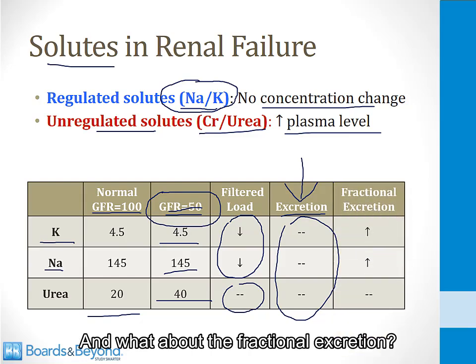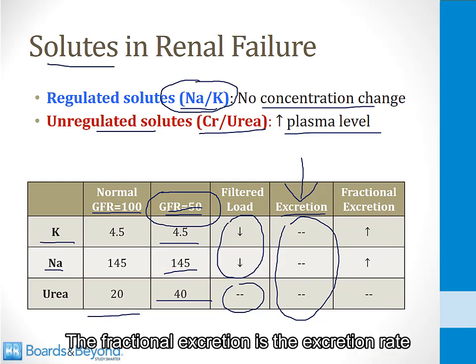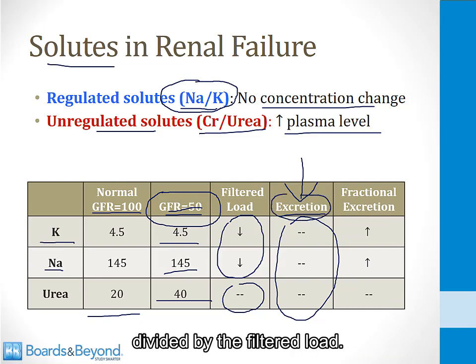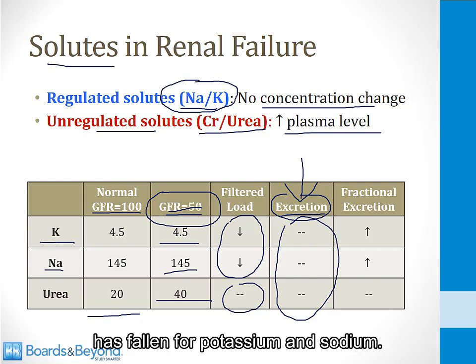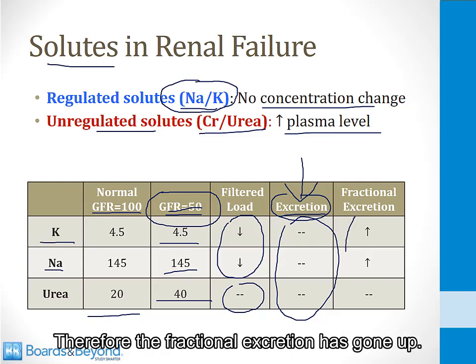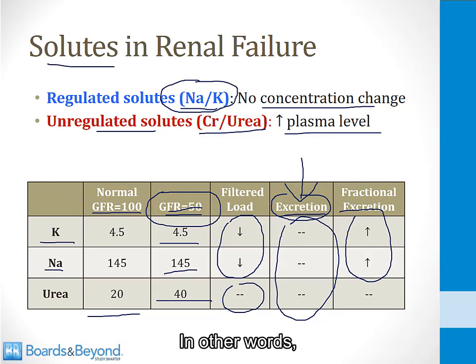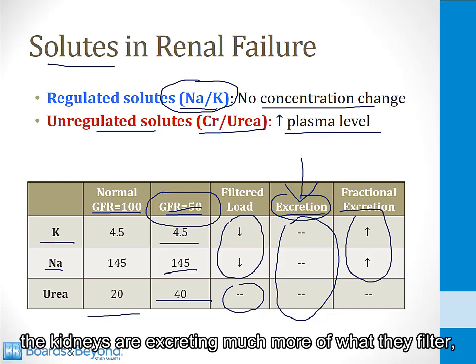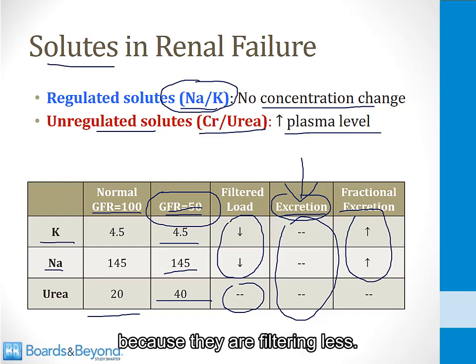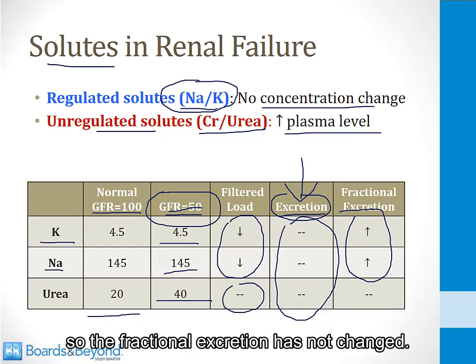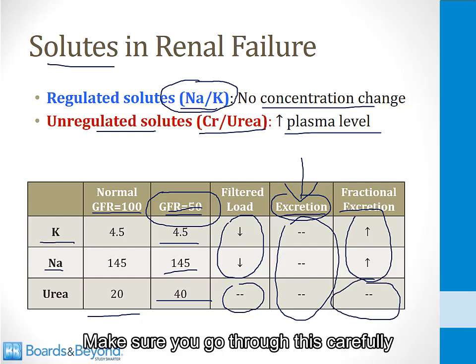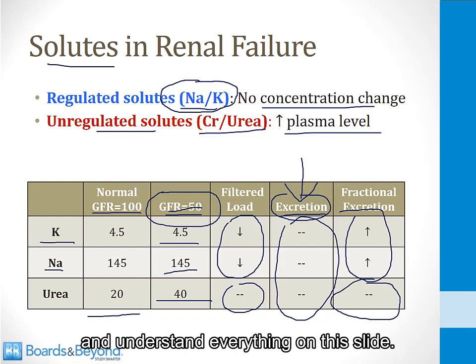And what about the fractional excretion? The fractional excretion is the excretion rate divided by the filtered load. The excretion rate has not changed and the filtered load has fallen for potassium and sodium. Therefore, the fractional excretion has gone up. In other words, the kidneys are excreting much more of what they filter because they are filtering less. In the case of urea, there's been no change in excretion rate, no change in filtered load, so the fractional excretion has not changed. Make sure you go through this carefully and understand everything on this slide.